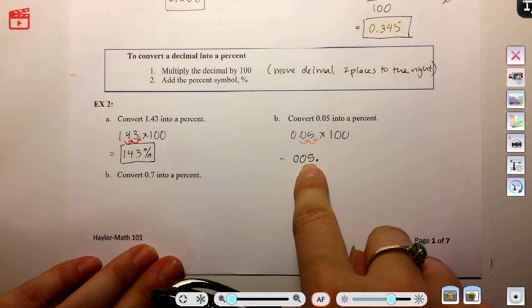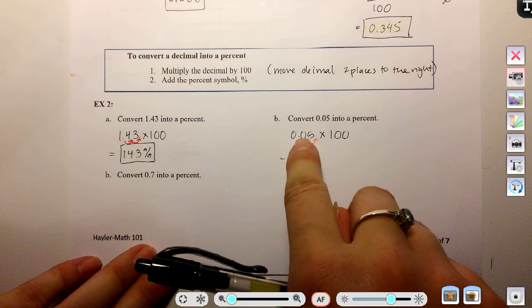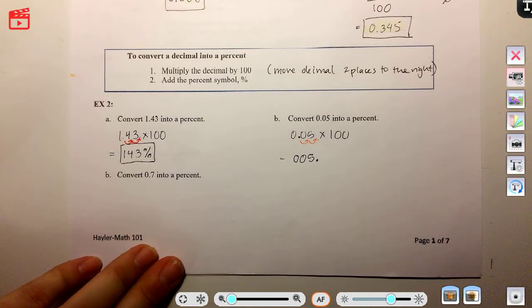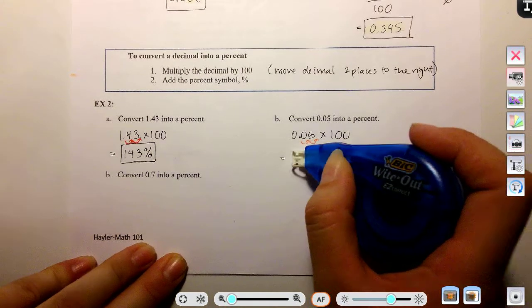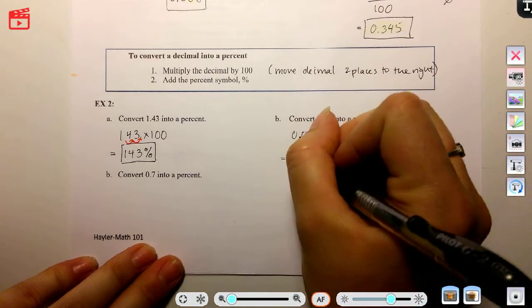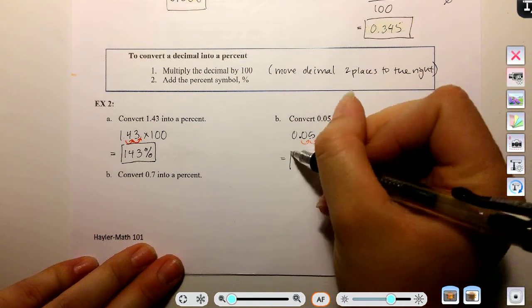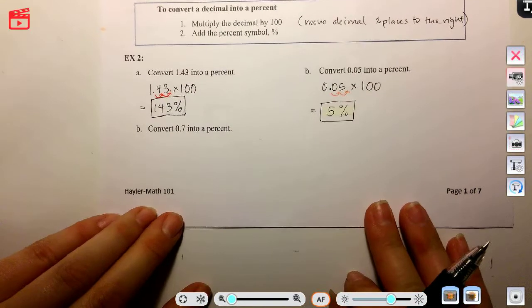Okay, so a way you can think of it is these zeros are no longer needed. That 0 was a placeholder to tell us where the decimal was. But as the decimal moved, we do not need those zeros anymore, so we can just write 5. Alrighty, and then adding our percent symbol, 5%. There we go. And last one, B.